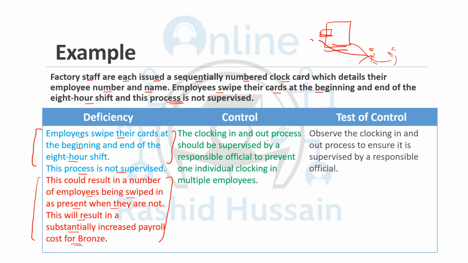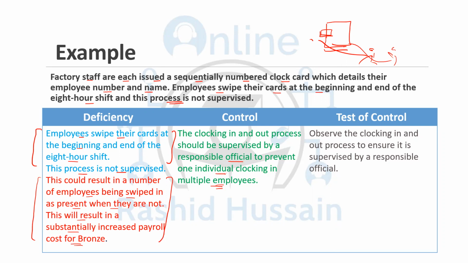The recommendation is the clocking in and out process should be supervised by a responsible official to prevent one individual clocking in multiple employees. So place an individual over there who can observe, who can see that only one person is swiping only one card. Or alternatively, you can place a surveillance camera over there. And again, for the camera, you also need someone who reviews the video or the live telecast of that.